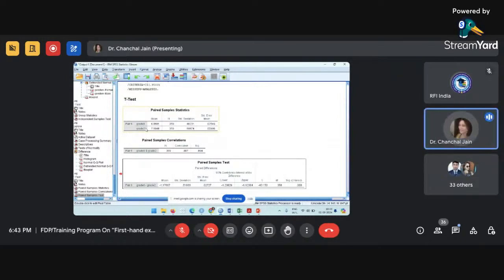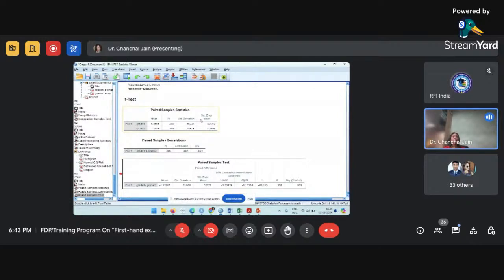So I think this is about the independent and the paired sample t-test, which is also known as the dependent sample t-test. I will conclude my session on this point: you always need clarity about the type of variables and the number of variables you have. You need to see what your purpose is, whether you want to see the difference or whatever else, and accordingly you can ascertain the test.